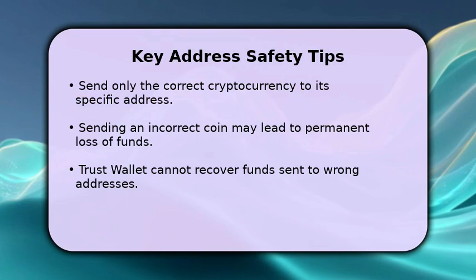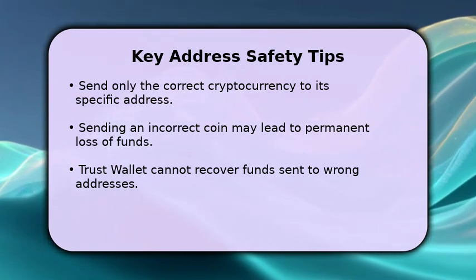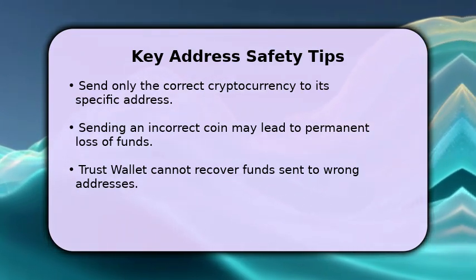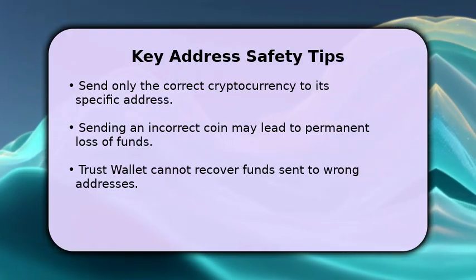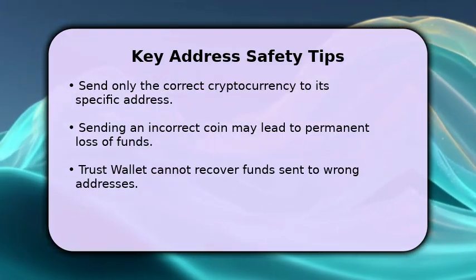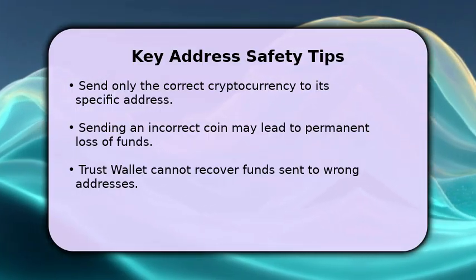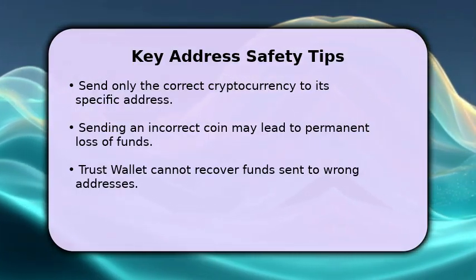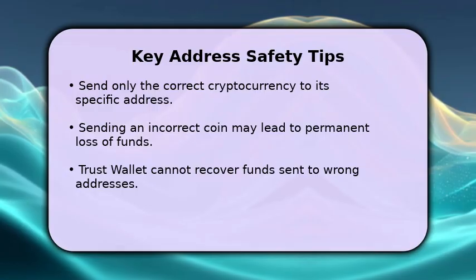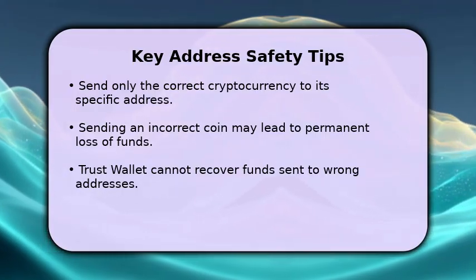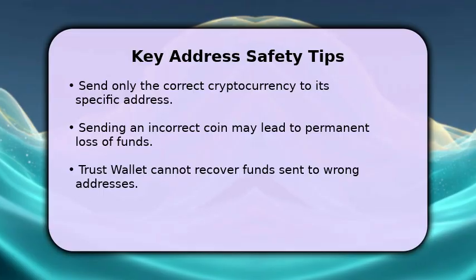Remember, always send the exact cryptocurrency to its corresponding address. For example, only send Bitcoin to a Bitcoin address. Sending the wrong type of coin to an address, like sending Ethereum to a Bitcoin address, will almost certainly result in the permanent loss of your funds. Trust Wallet does not have the ability to recover these incorrectly sent assets.